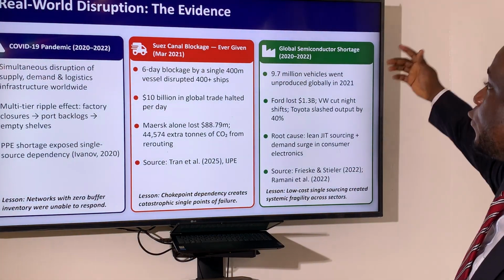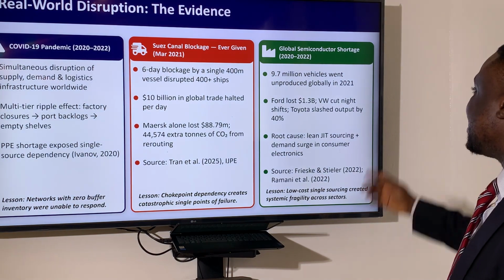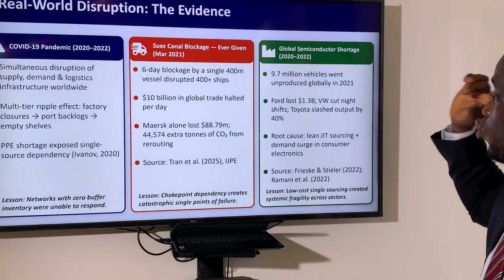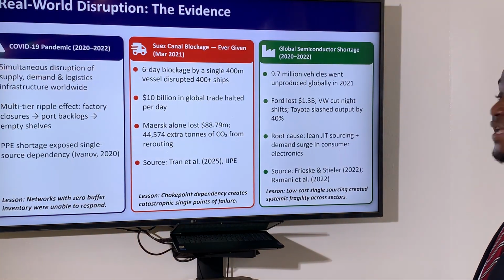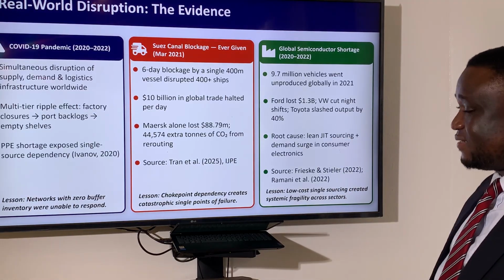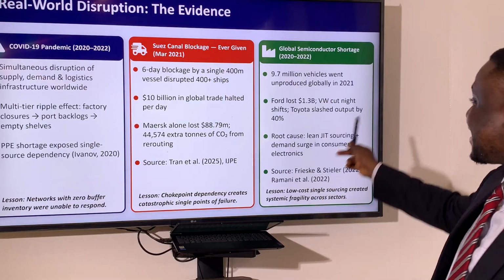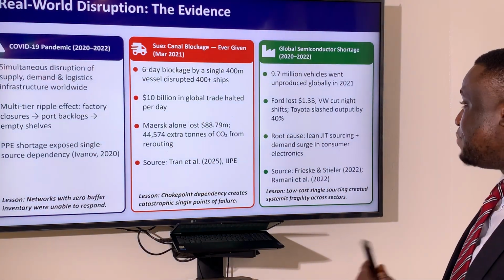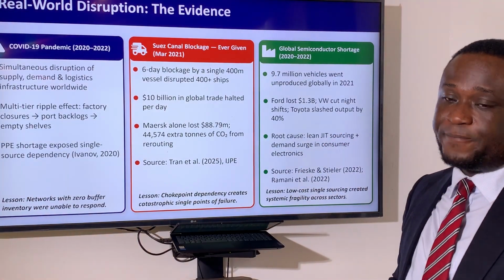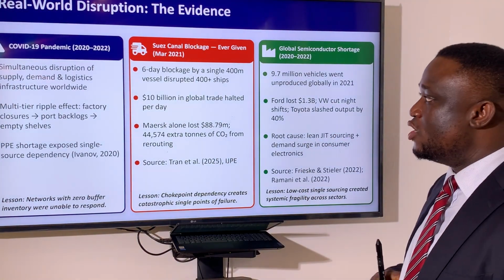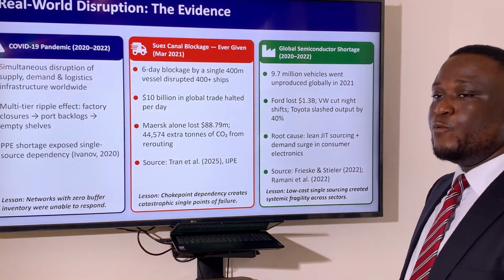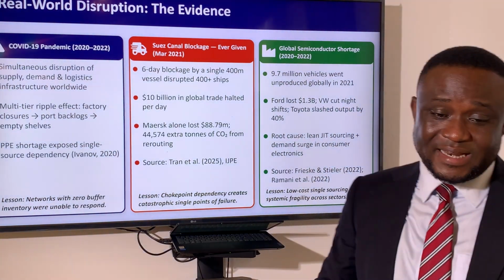Another real-world evidence is the global semiconductor shortage, where 9.7 million vehicles went unproduced globally in 2021. Ford lost 1.3 billion. Volkswagen cut 9 shifts, and you can imagine the impact on unemployment. Toyota slashed output by 40%. So if we are talking about a resilient way of supply chain management, it is a serious issue here. We should always have a resilient way of handling our global supply chain business.